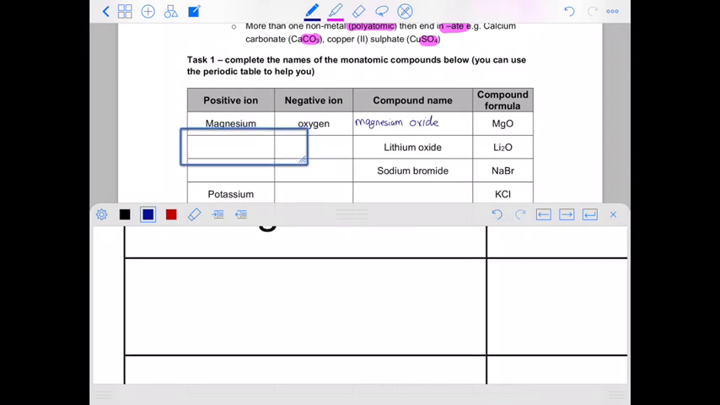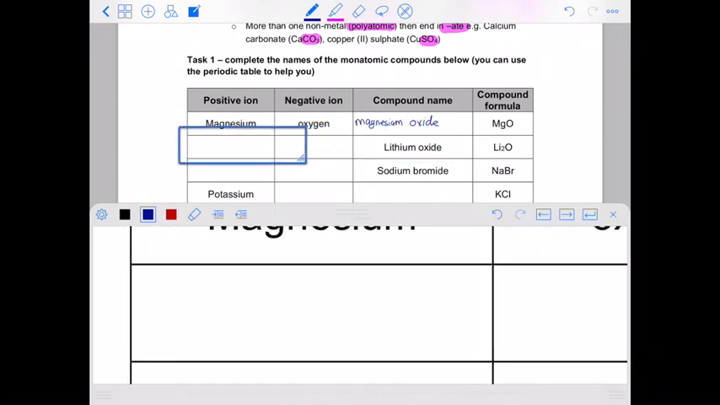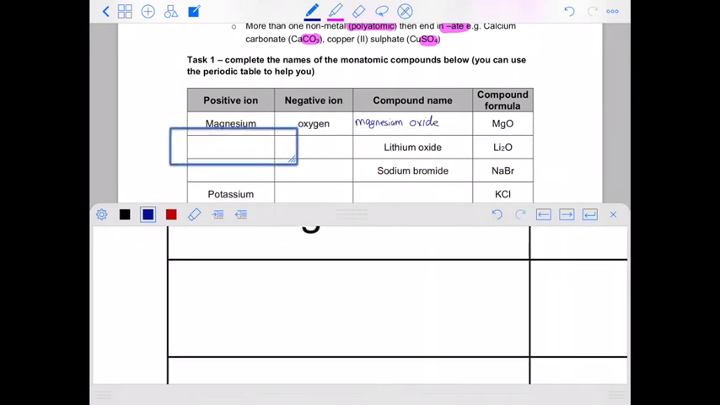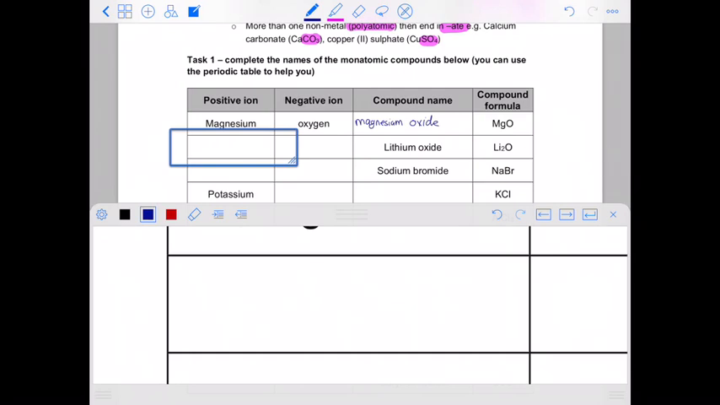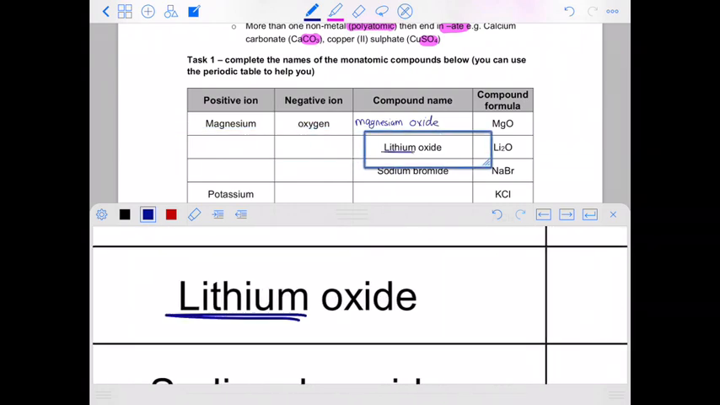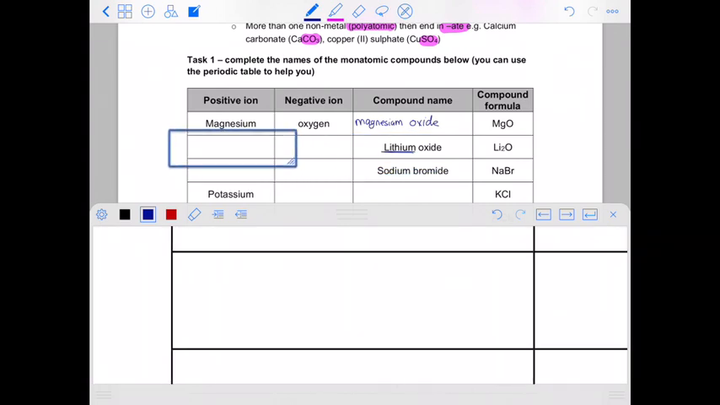If you look at the next one, they've given us the name of the compound, lithium oxide, but we need to write the names of the ions. The positive ion will be the metal, which in this case is lithium. We know this because they've written lithium first, so we know that needs to be the positive ion. So we just write lithium.